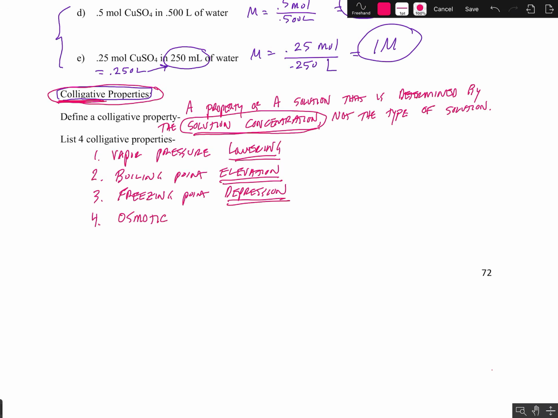Now, we've never talked about that before. That'll be the last colligative property we discuss, and that'll be in a later video. You've probably heard of osmotic pressure if you've had a biology class. We're going to learn what osmotic pressure is in this unit, or this part of the unit, and we'll be able to apply it to the term colligative property, I hope. Alrighty? So let's start our discussion of colligative properties by describing what vapor pressure lowering is.